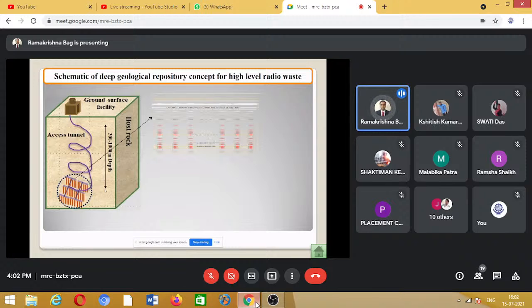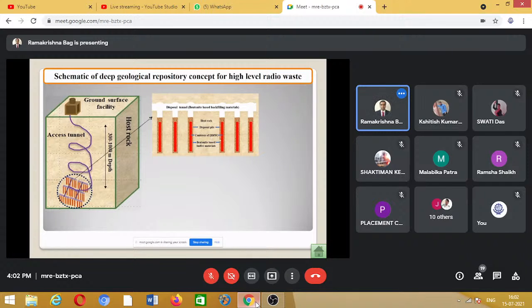Now, if we take a bigger picture of this, this brown color, what you can see, is known as the disposal tunnel. And the red color is known as the canister. Canister means the kind of drum picture I have shown, which can be made of steel or copper. Inside that, you keep the waste fuel in compacted form. You compact it and keep it inside.